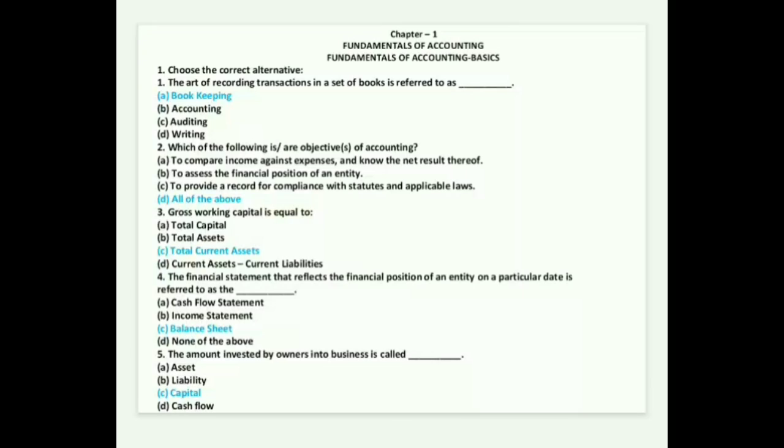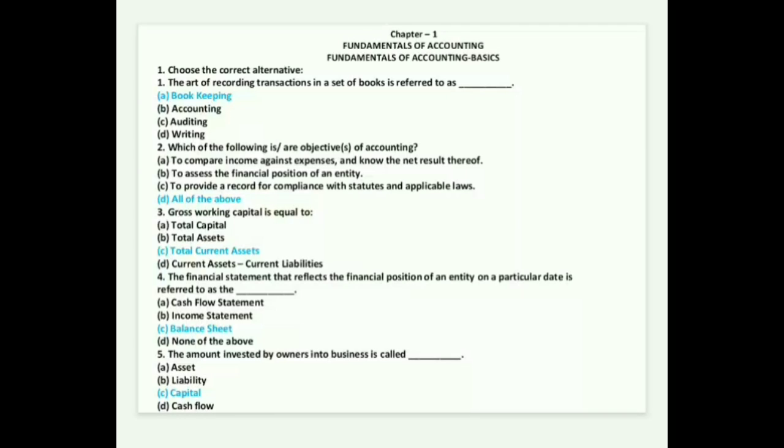The balance sheet is what reflects the financial position of an entity on a particular date. Now next is, the amount invested by the owner in the business is called: options are asset, liabilities, capital, cash flow. So the answer is capital, which is a very easy question.